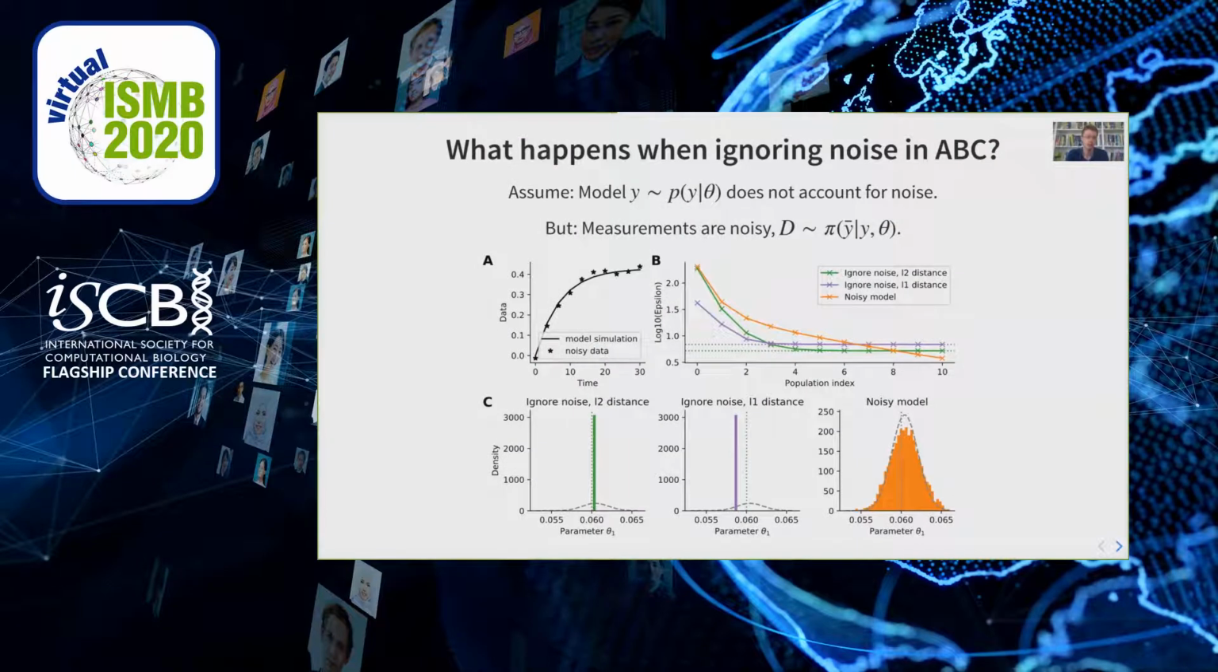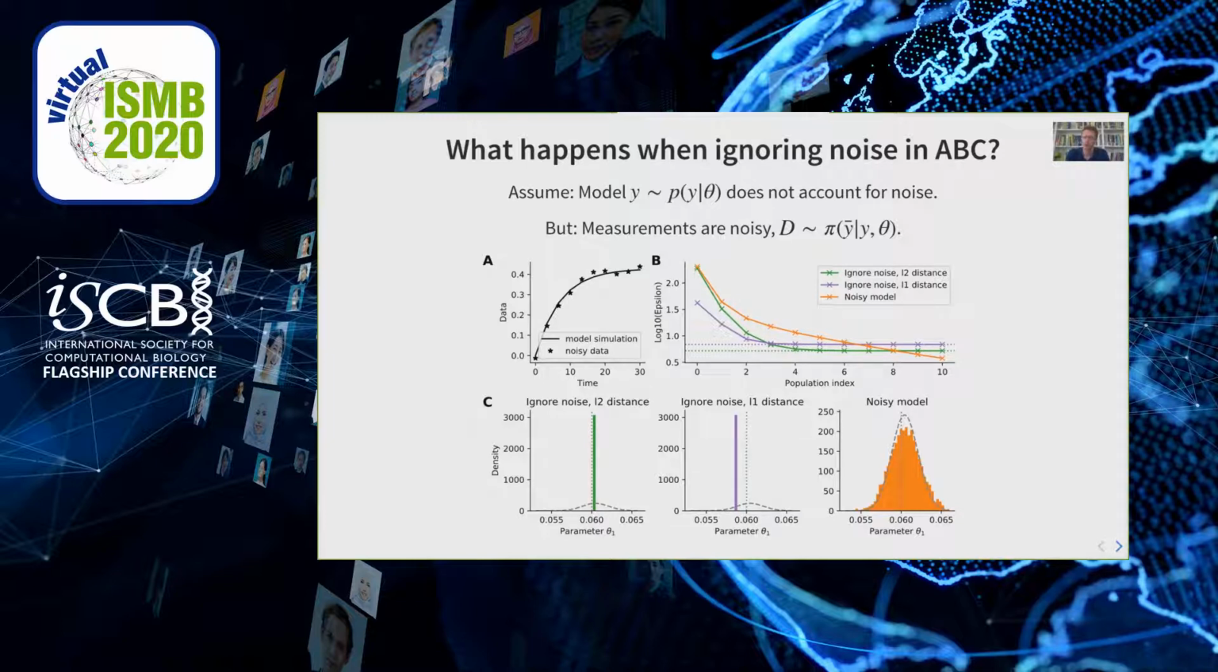We assume that the forward model we simulate from does not account for noise, but that the data are noisy. Here in the bottom row, in green and purple, you see two results of standard ABC analysis when this noise was ignored, while letting the epsilon threshold go to 0. Basically, the result is point estimates at the maximum likelihood values, corresponding to whether we used L2 or L1 distances. This is definitely far from what we would hope for in a Bayesian analysis. Only if we correctly account for noise, here shown in orange, do we obtain the correct posterior distribution, which also makes sense.